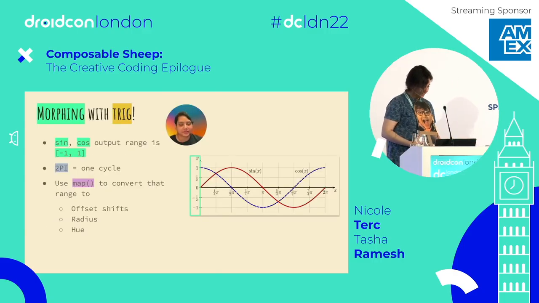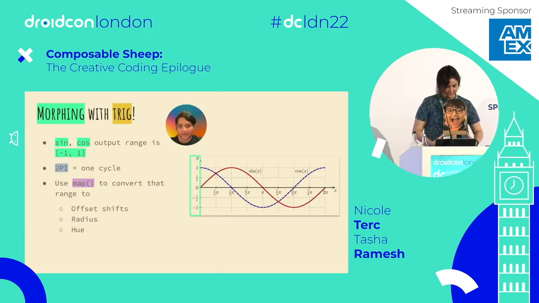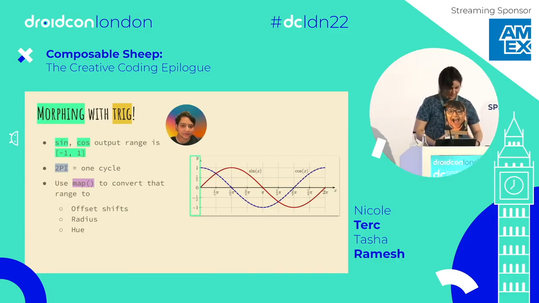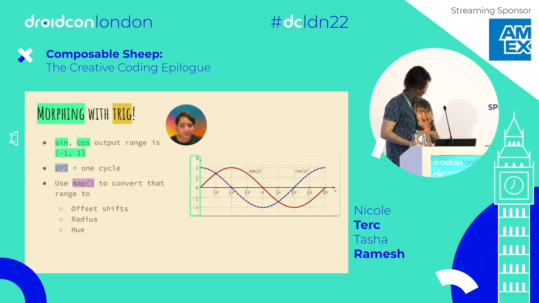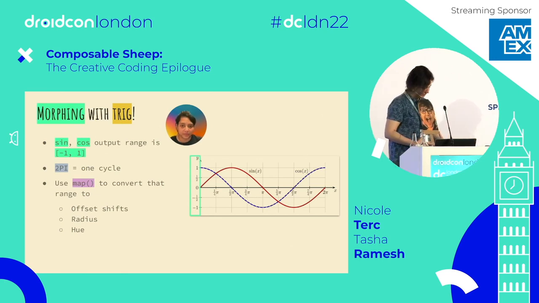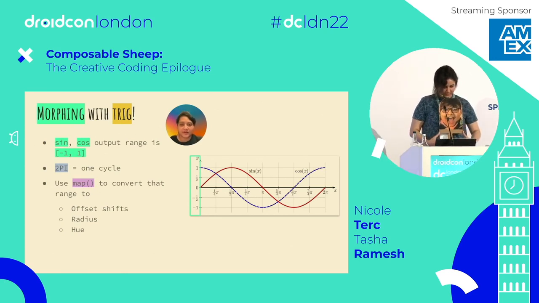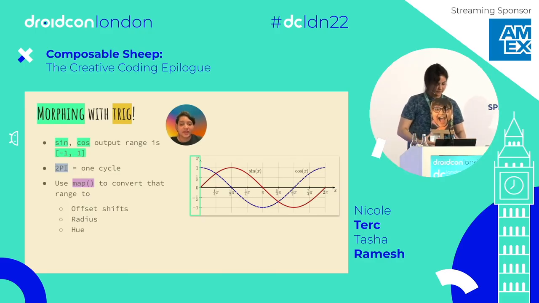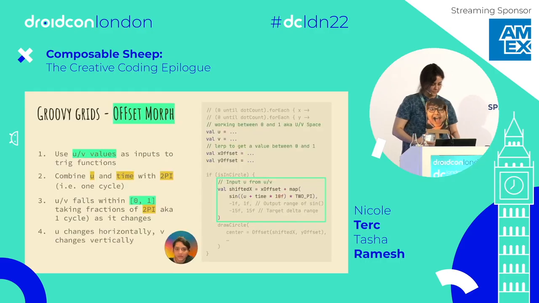If you recall from earlier, our handy trig functions are periodic, and they have an output range of -1 to 1. We also know that if we plug in a value that tends towards 2 pi into these functions, we're going to get back a full cycle of output values. We can then use our map function from earlier to have these output values from trig functions influence the offset, radius, and color of our dots. So first, let's try an offset morph. 2 key things to note here.